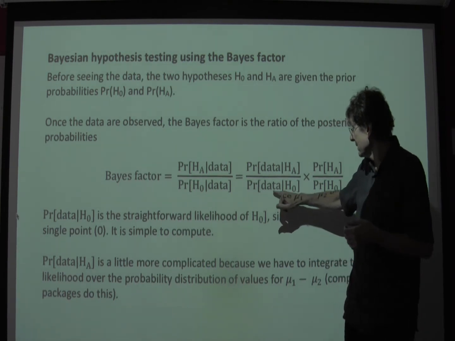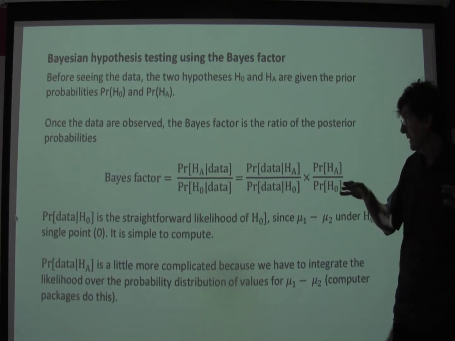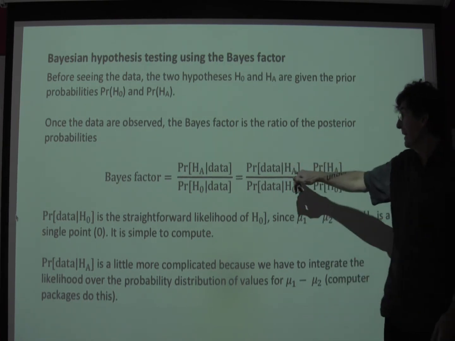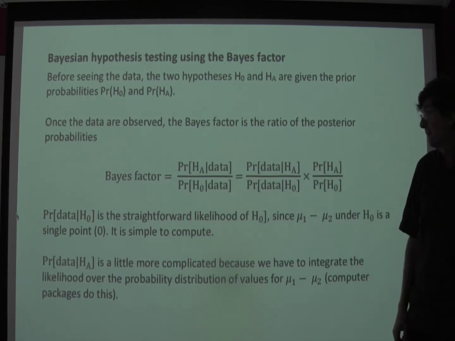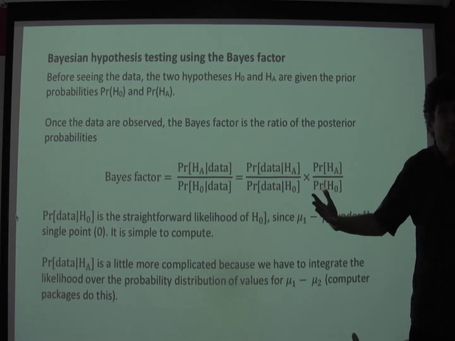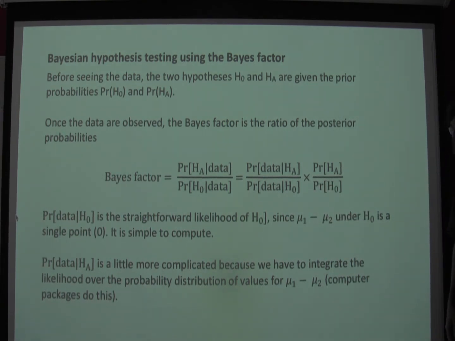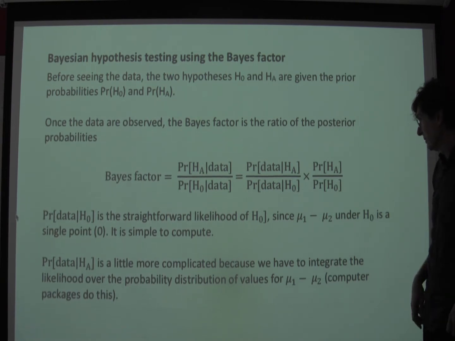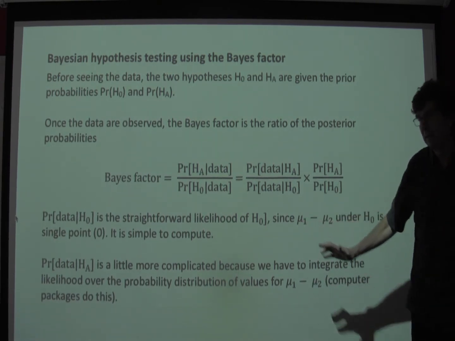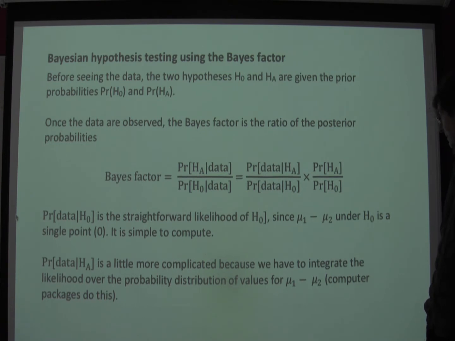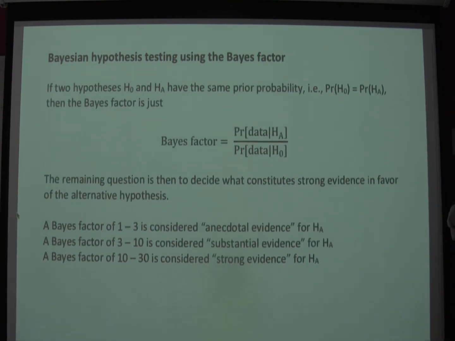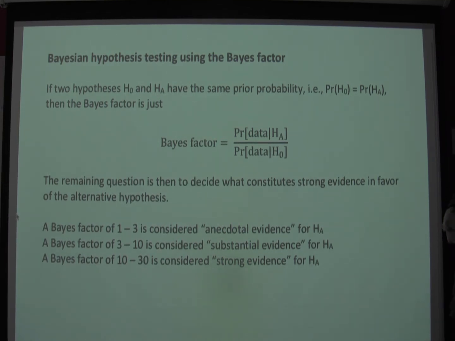And this likelihood is easy to calculate. That one's not, because we actually need a probability distribution across all the possible values in the alternative hypothesis that might actually be the difference between the two means. Computer programs do that. But there's a behind-the-scenes assumption as to what the shape of that distribution is, but it's essentially flat. It just doesn't go all the way to minus infinity and plus infinity. Okay, so if the H0 and HA have the same prior probabilities, then the Bayes factor is just that.